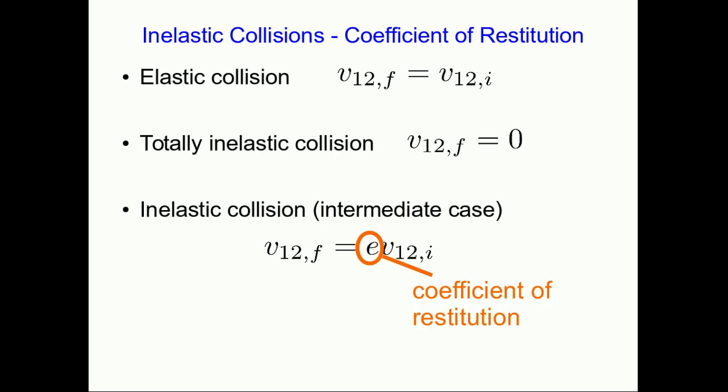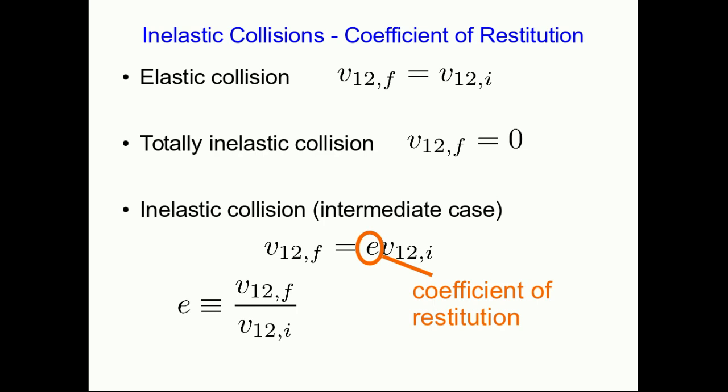That isn't the e 2.71 blah blah. No, this is just a coefficient. It's some number that's saying what fraction of the initial relative speed is the final relative speed. We call it the coefficient of restitution. The word restitution means sort of restoration. How much of the original relative speed is restored to the system after the collision is over.